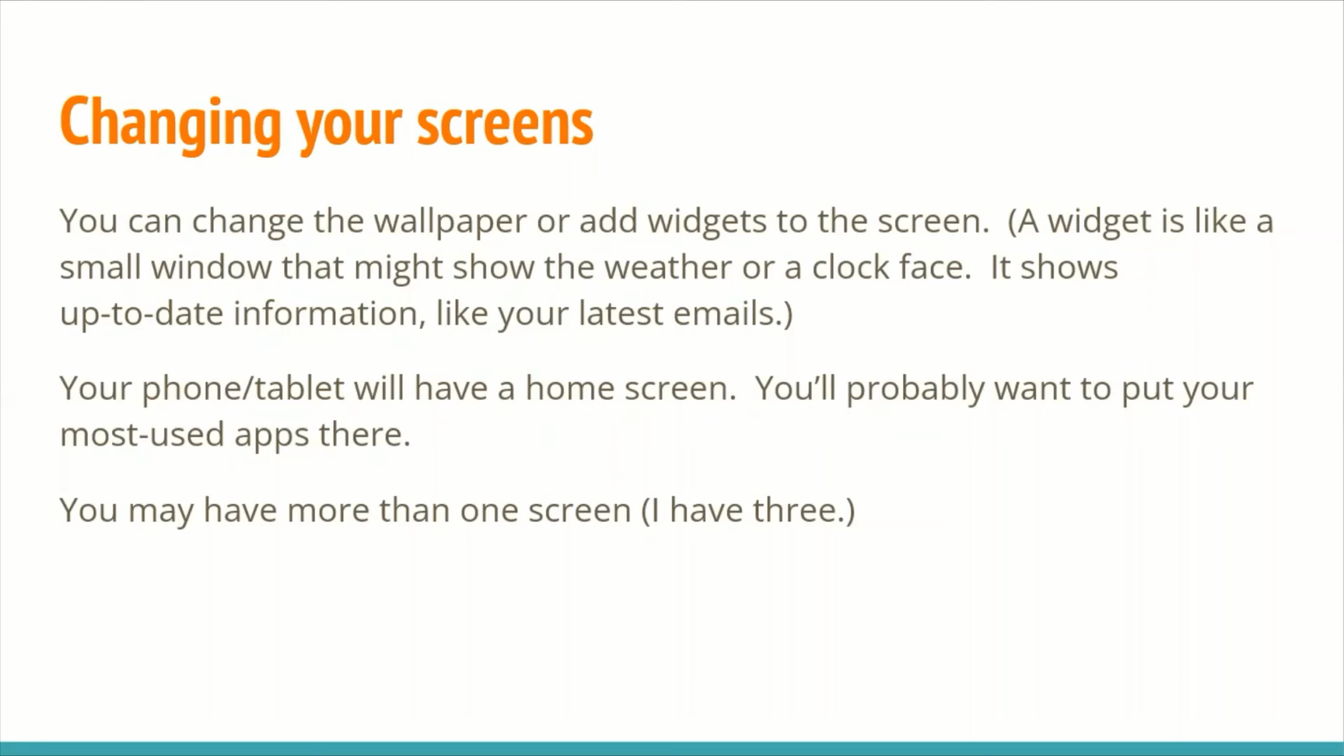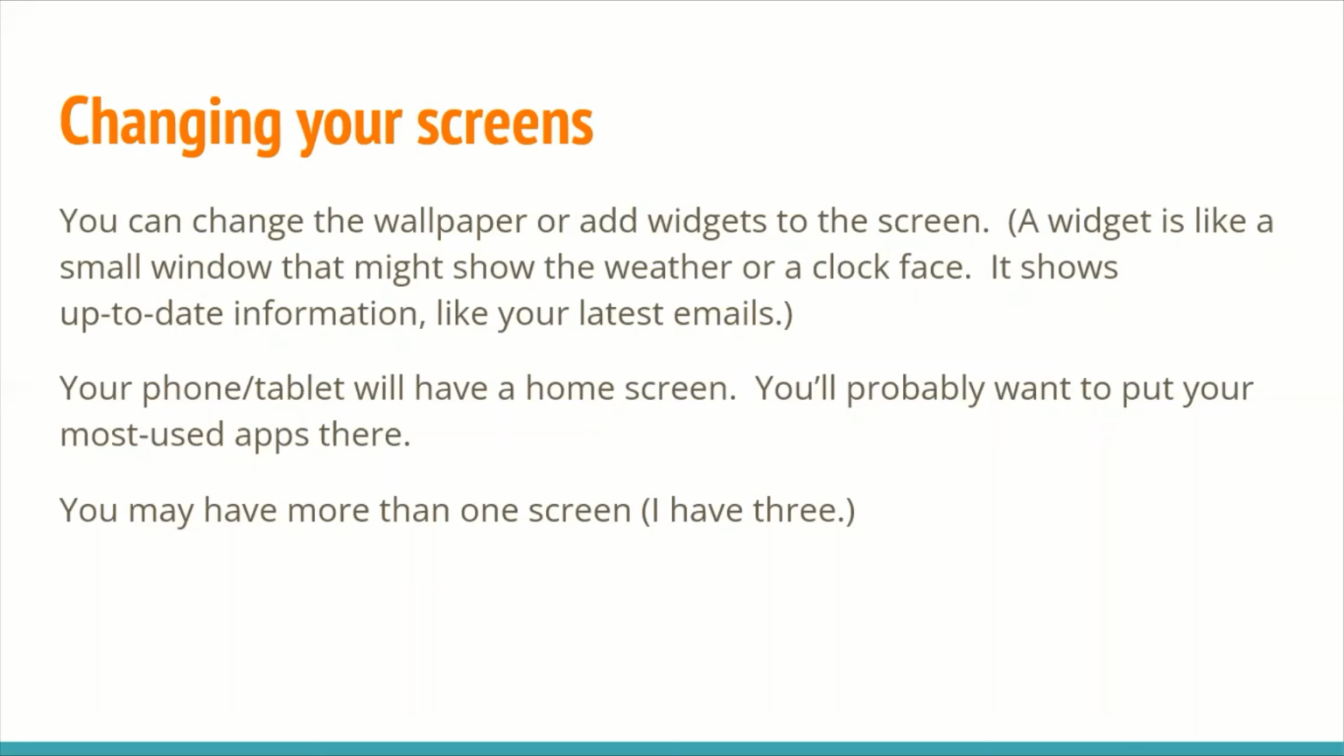So one thing you can do is change the wallpaper. When your phone comes up, there's usually some kind of a picture or just a color background, and you can change that to a lot of different things. On the next screen, we're going to talk more about wallpaper or widgets, but widgets are like an app, but instead of a little icon, it's a window that shows you up-to-date information like the time or your latest emails.